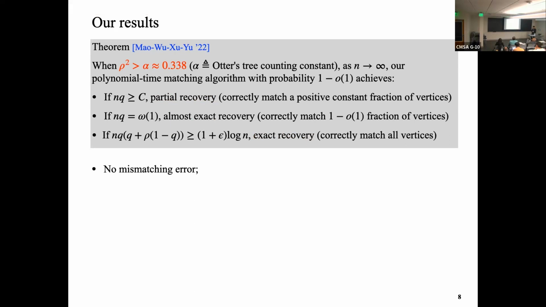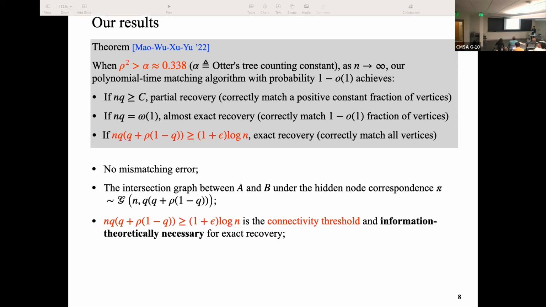And then there are a few additional properties of this algorithm. It's guaranteed to have no mismatches. So it might give you only a subset of vertex pairs, but they are guaranteed to be correctly matched. And this condition that is needed to reconstruct the entire matching is information theoretically optimal. This is known through the previous work of Cullina and Kiyavash. And this can be interpreted as the intersection graph between A and B. So basically edges that are present in both have to be above the connectivity threshold. Otherwise you have isolated vertices that won't be able to be matched ever.